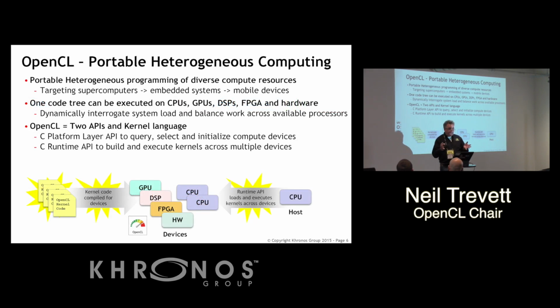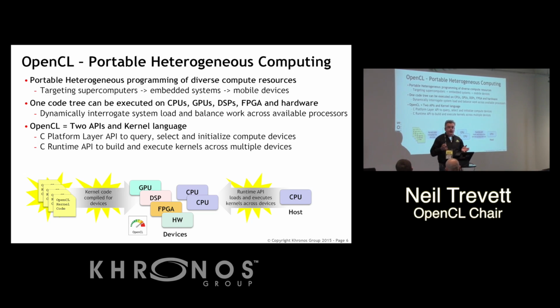So, for those of you that might be coming across OpenCL for the first time, what is it? Well, it's a set of 2 APIs and a parallel language, or languages. The idea is that you use one API to find out what's in the system. You write kernels in the kernel language, and then you use the runtime API to compile and distribute the kernels for execution and gather back the results.